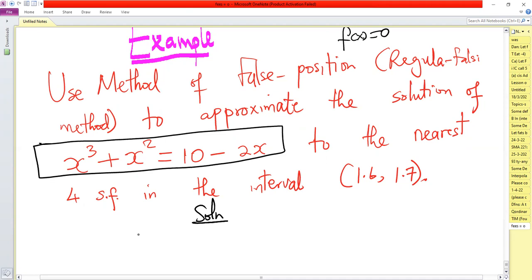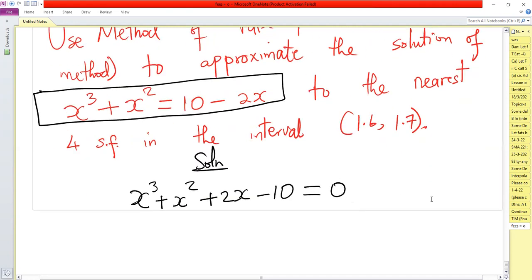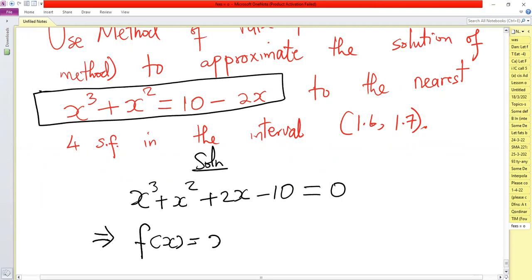So we'll have x cubed plus x squared plus 2x minus 10 equals 0. So that's the equation that we have. And so this implies our f of x will be given by x cubed plus x squared plus 2x minus 10. Since the equation has already specified the interval from where the solution lies, we'll call this one xl and we call this one xr.